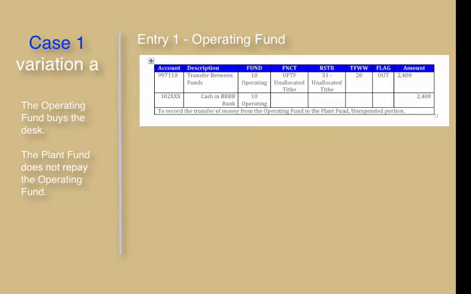The credit side of this entry will be to the bank account, so it will be a 102 something account, and this is the account for the cash account in whichever bank you're going to use. And the only analysis we need here is fund, which would be Fund 10. This records a transfer of money from the operating fund into plant fund unexpended portion.